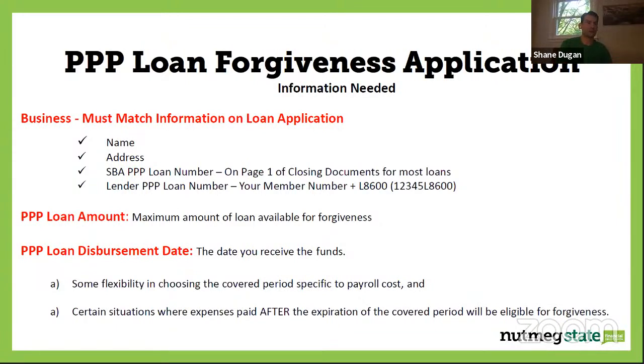The PPP loan amount, again, is pretty self-explanatory. And then the date of disbursement. That's the date that you received the funds, okay? So generally, that's going to be the date of your loan documents. In some cases, you may have gotten it maybe the day after. I don't think anybody's going to really look at that closely, so you can likely choose either one of those, okay?